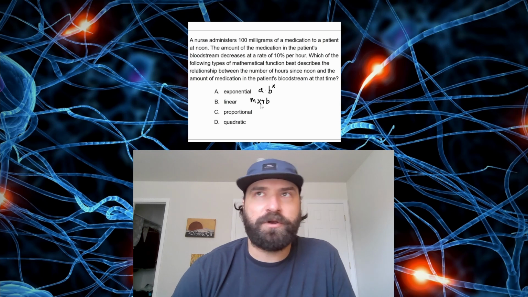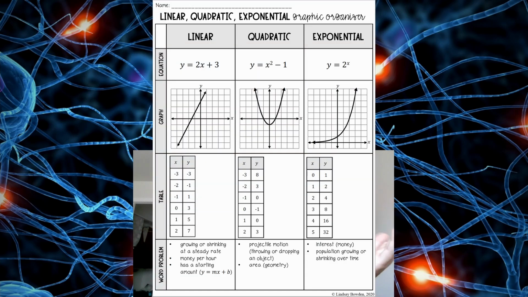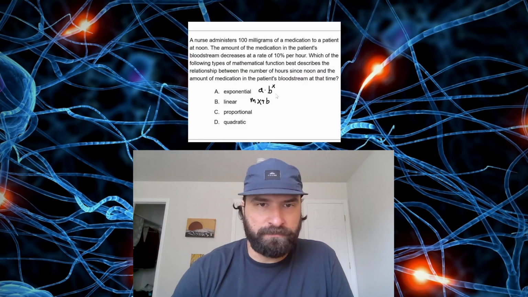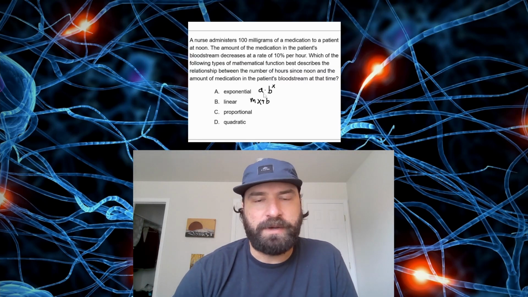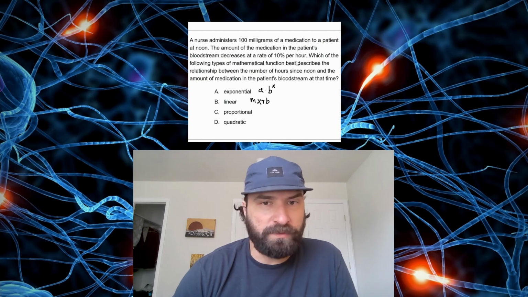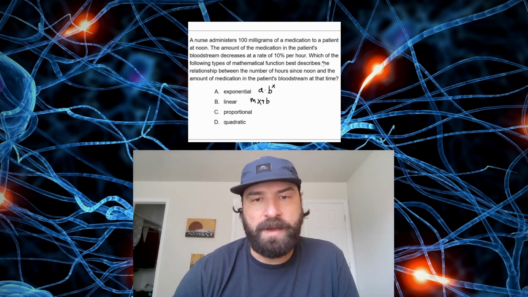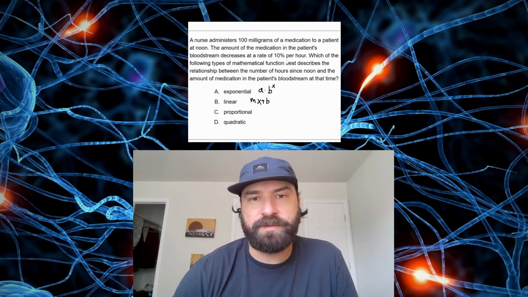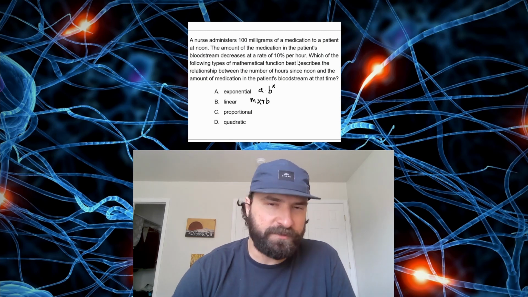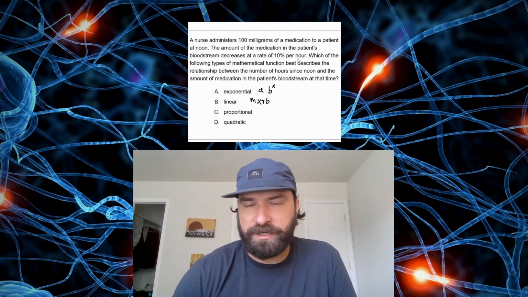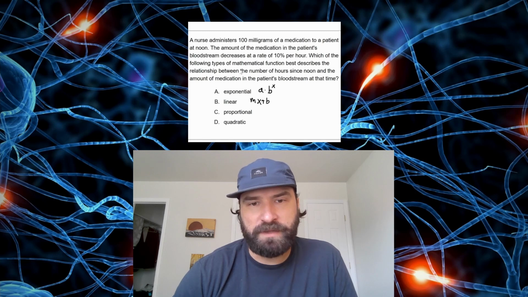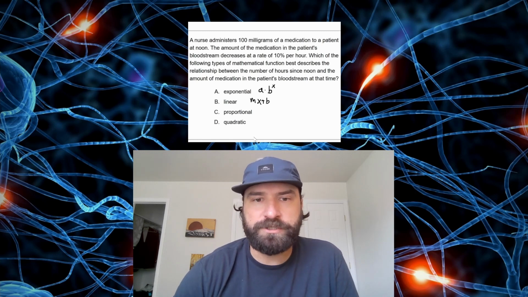So in a linear equation, it's like you have some rate, like miles per hour. So every hour you go up this many miles. For exponential, you're multiplying by some amount. So what's happening in this question is that the amount of medication in the bloodstream is decreasing by a percentage. Oftentimes when you see a percentage, you're going to have an exponential equation. And this is exactly that type of question here.